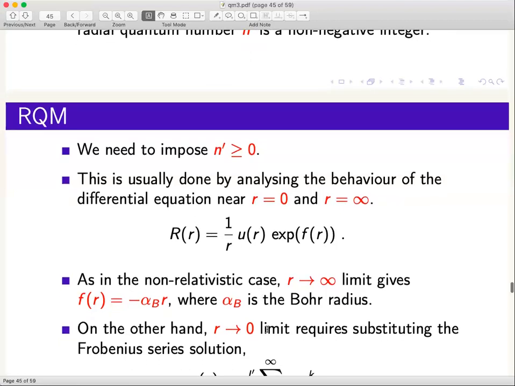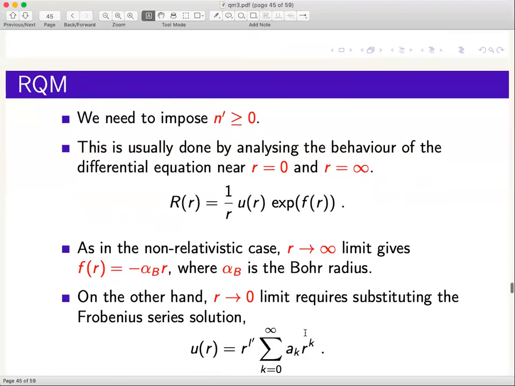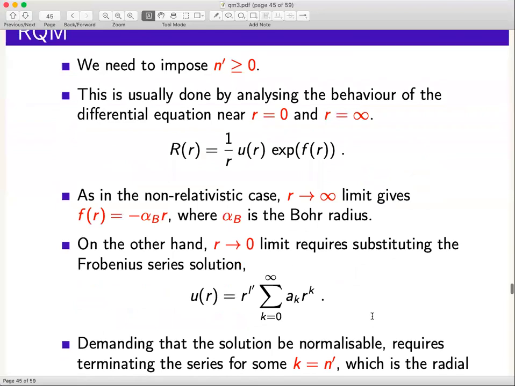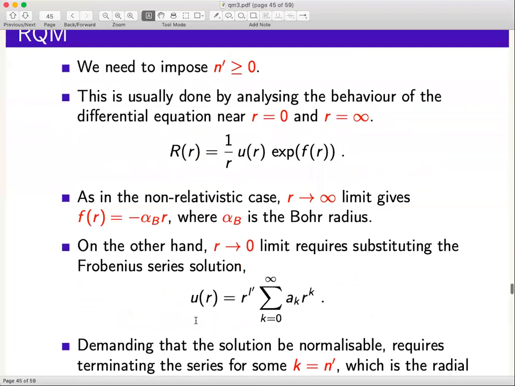As r goes to 0, in that limit you require substituting some kind of Frobenius series solution, which is a function of this kind: u of r is equal to r to the power L prime times a sum over k of a k r to the k. Yes, this r should be r over the Bohr radius, right?